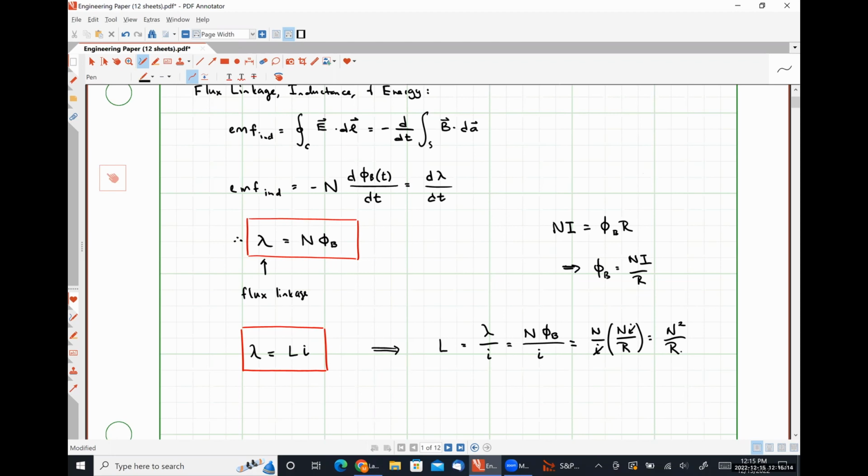Yes, sir. So capital I is a DC current and lowercase i is a time varying current. That's it.